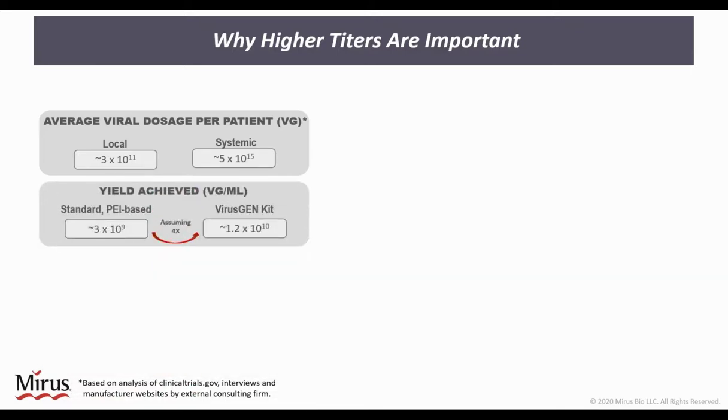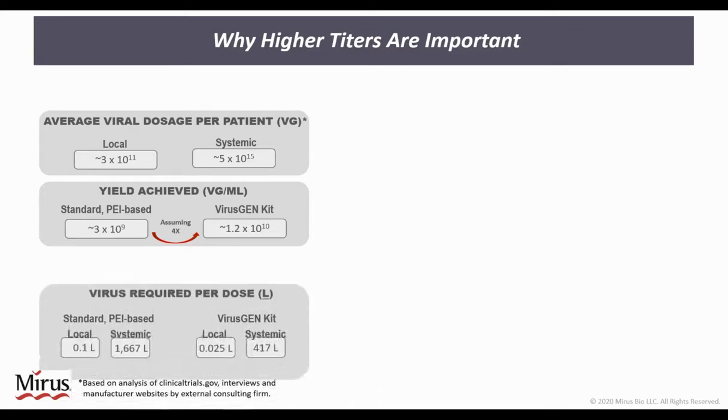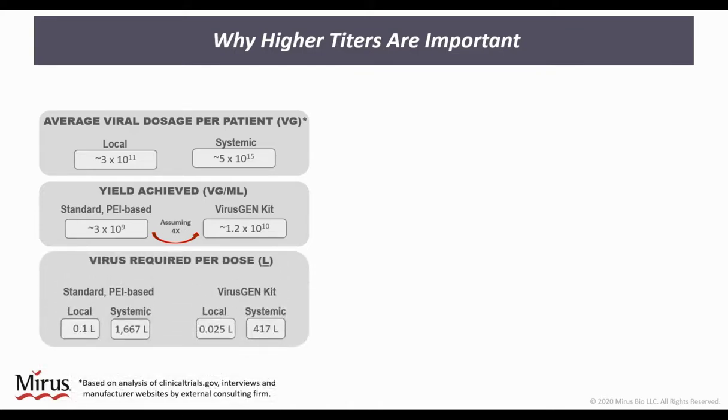We get roughly 3 times 10^9 VG per ml from PEI-based production, and assuming even just 4 times higher titers, we would get 1.2 times 10^10 VG per ml with TransIT-VirusGEN. If we multiply that out, we find that greater than 1,600 liters of AAV culture is needed to generate 1 systemic patient dose using PEI. When using VirusGEN, that required culture volume per systemic dose drops to just over 400 liters.